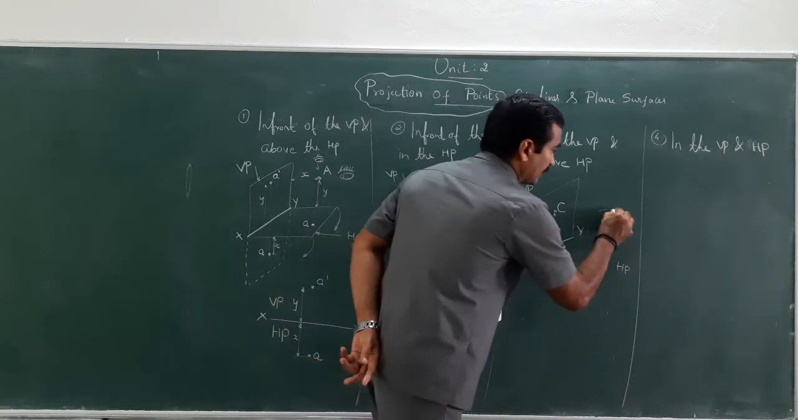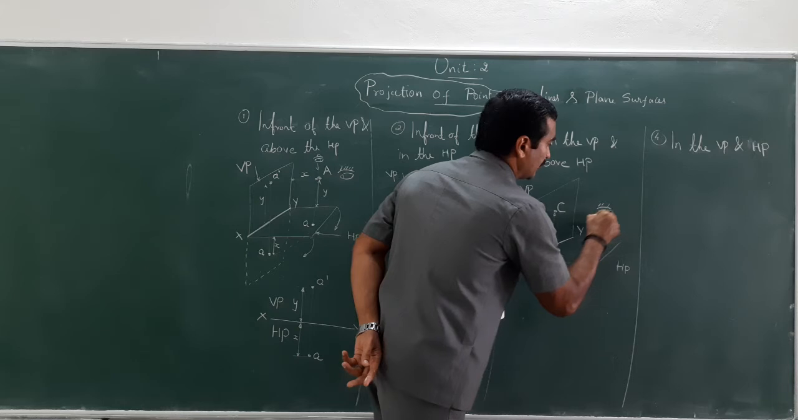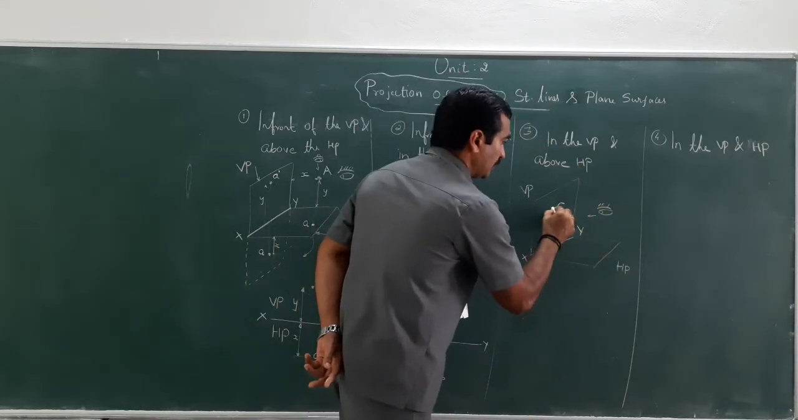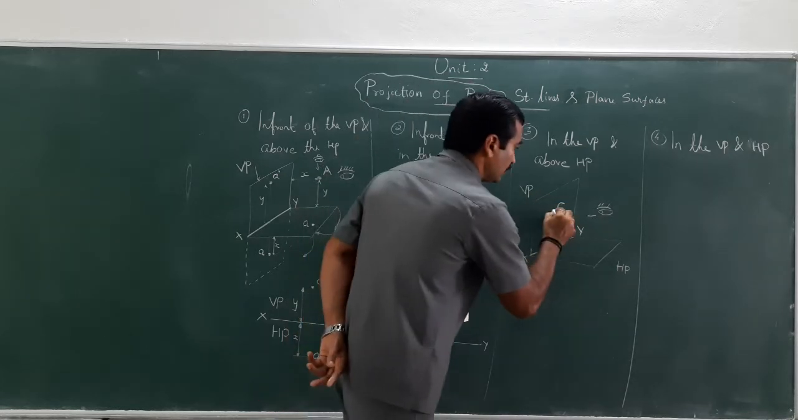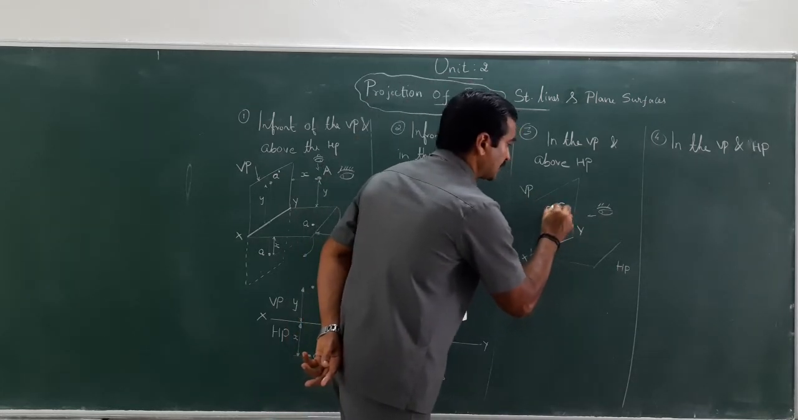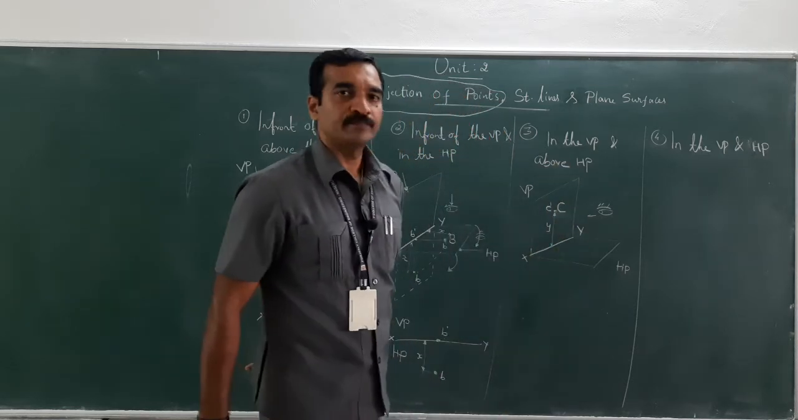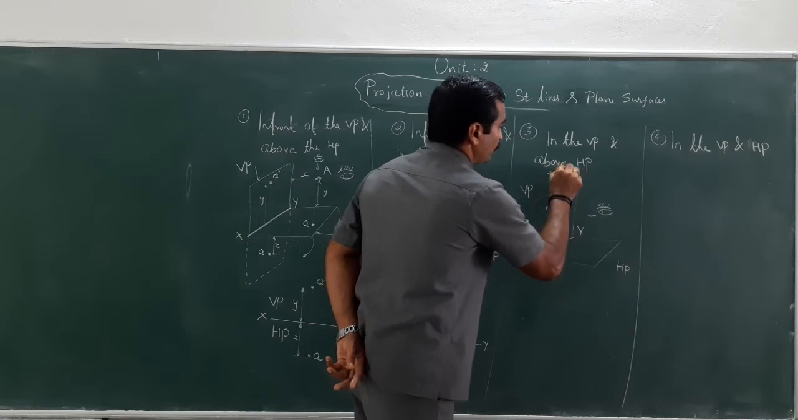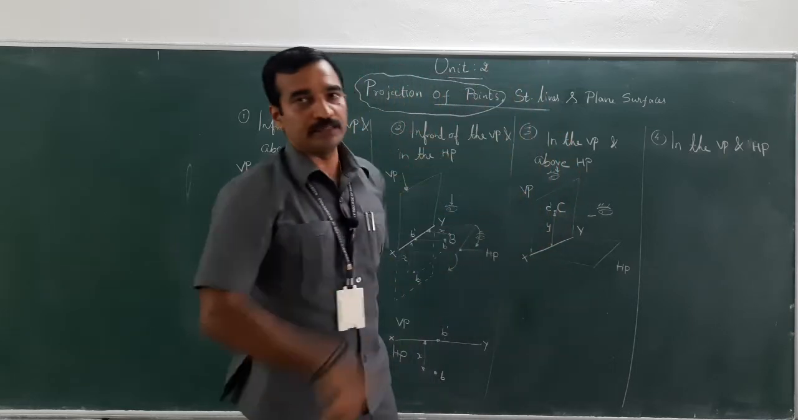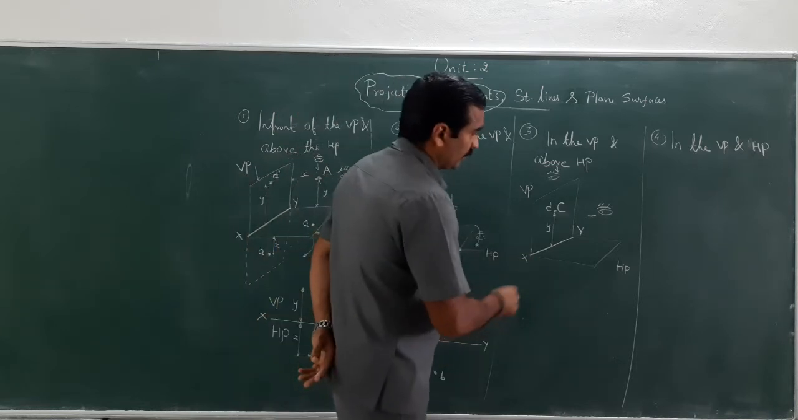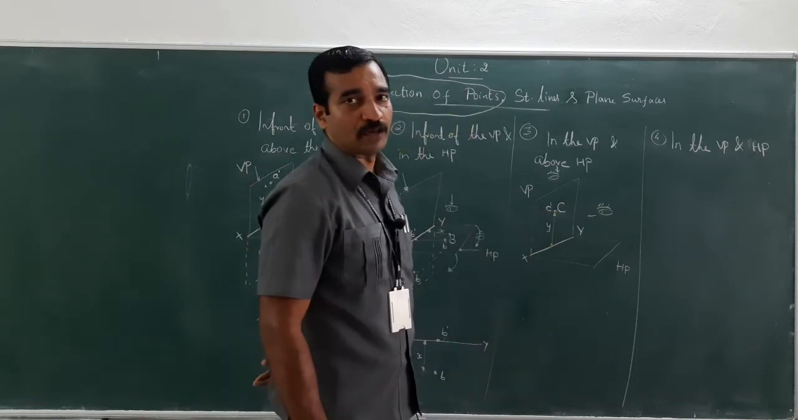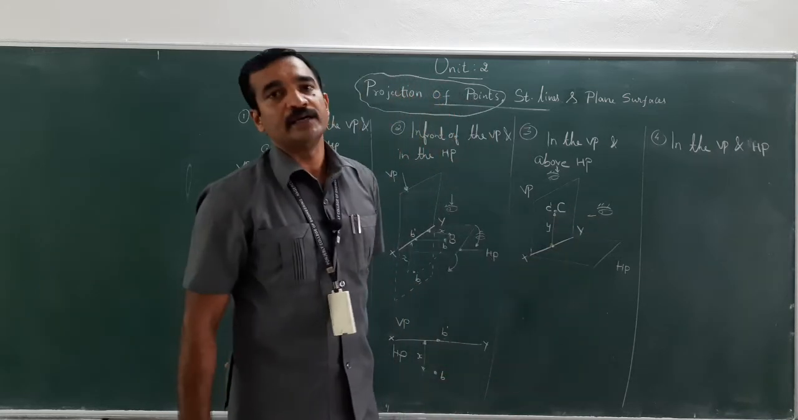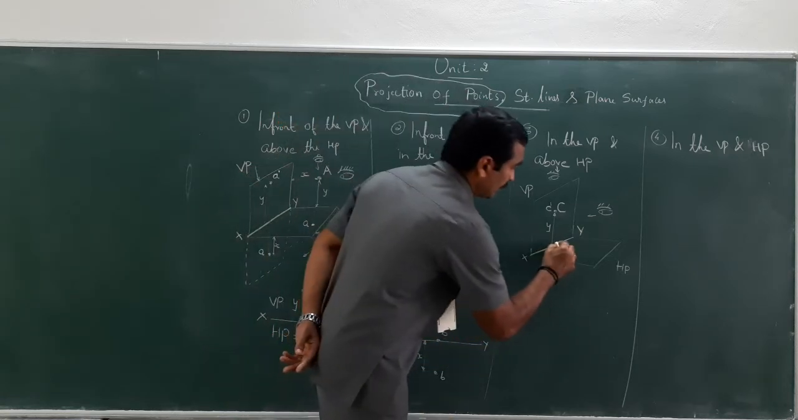Now the observer is looking at the object. The observer is looking from the front. The projection will fall here only on the VP, on the VP, and can be denoted as C dash. When the observer is looking at the object from the top, where does the projection fall? It falls on the reference line, or ground line, and this can be considered as C.